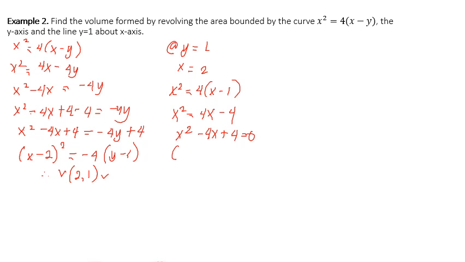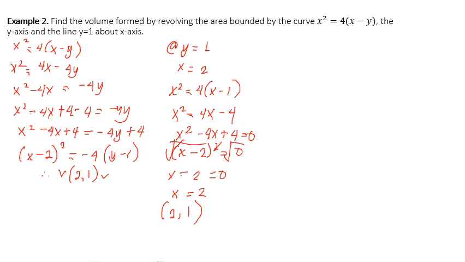So the factors here are, we will just put the factors now, quantity x minus 2 squared is equal to 0. We have x minus 2 is equal to 0, so x is equal to 2. Therefore, one of our intersection points is (2, 1).